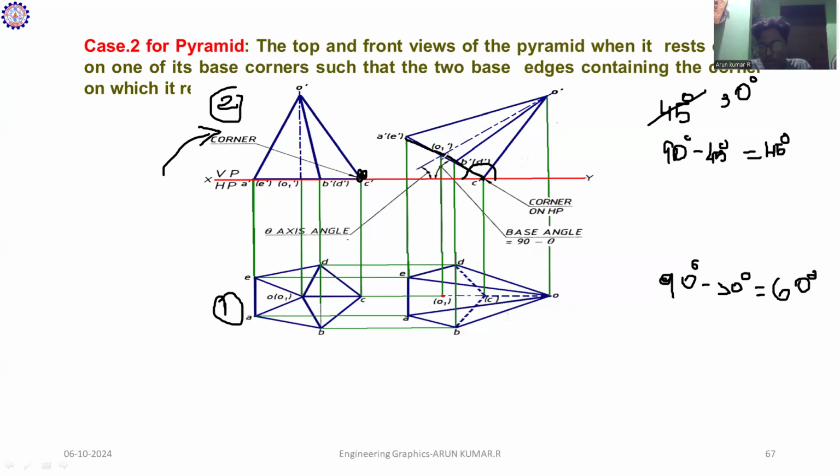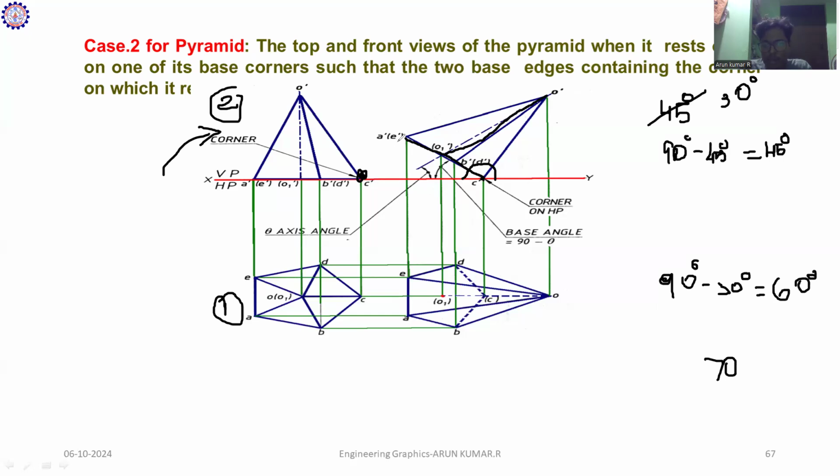Okay, so the next step is, whatever distance you measure in this diagram, the same distance you have to mark in this third diagram. What is that? A dash, C dash, and then O dash, and then B dash, D dash, and C dash. Before joining all the lines, where is your O dash here? Here is my O dash. What is the height value given in the problem? The 70 mm. So from this data, you have to proceed with the 70 mm line length. That is your O dash.